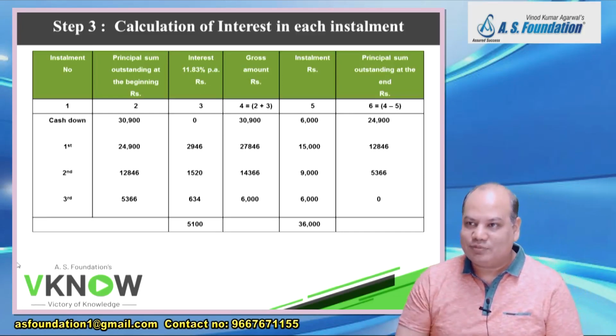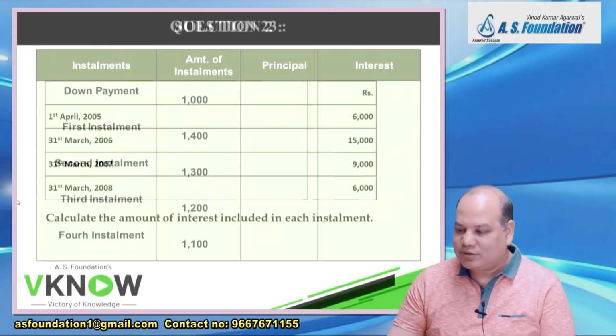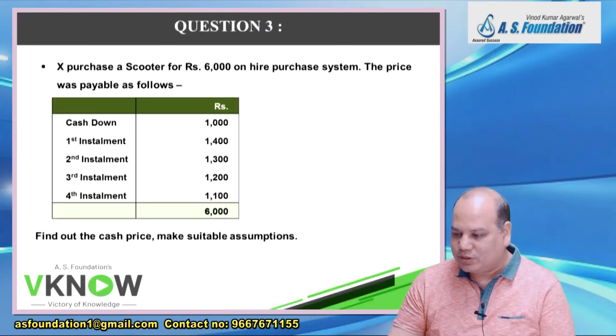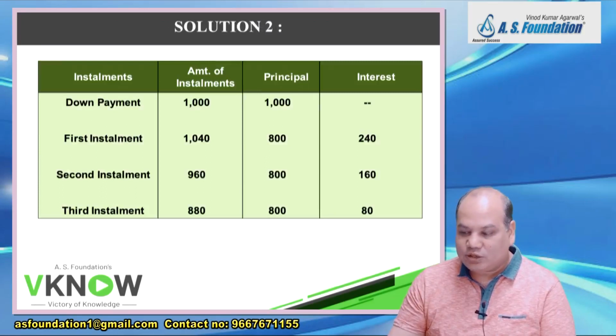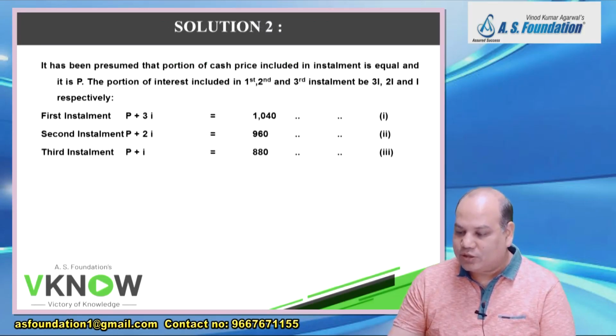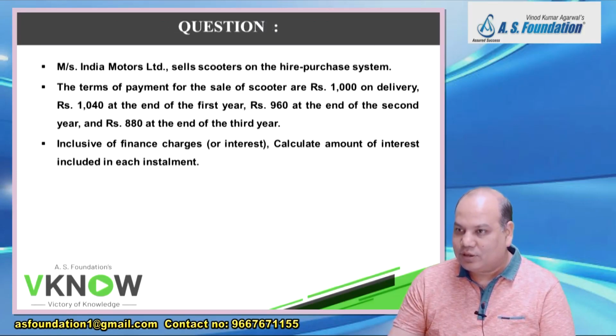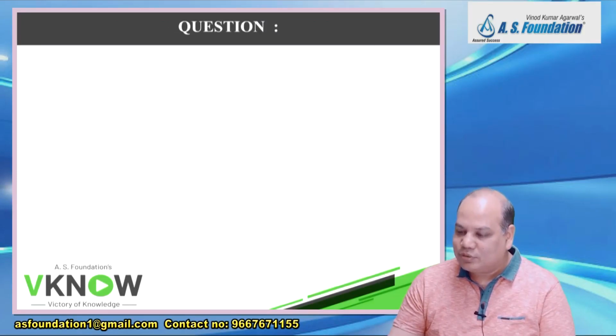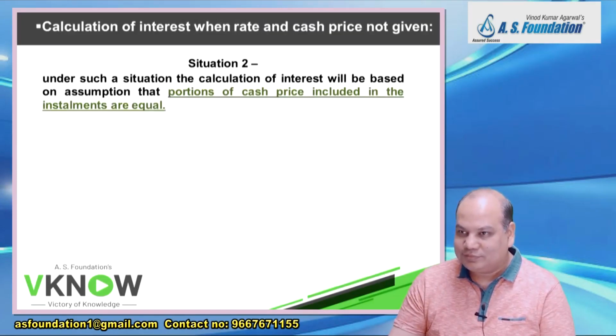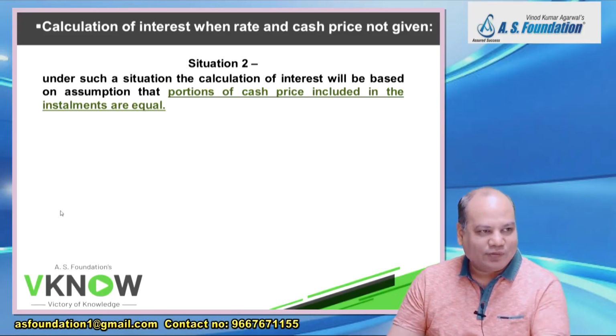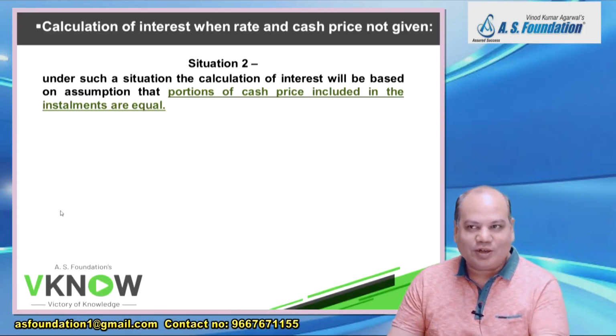Fourth type of question, hold your breath. Fourth type of question would be, neither cash price nor interest rate is given. Okay. Then what will you do? Then you should say, will not solve such question only. Without cash price, you can't find IRR. Without interest rate, you can't find cash price.